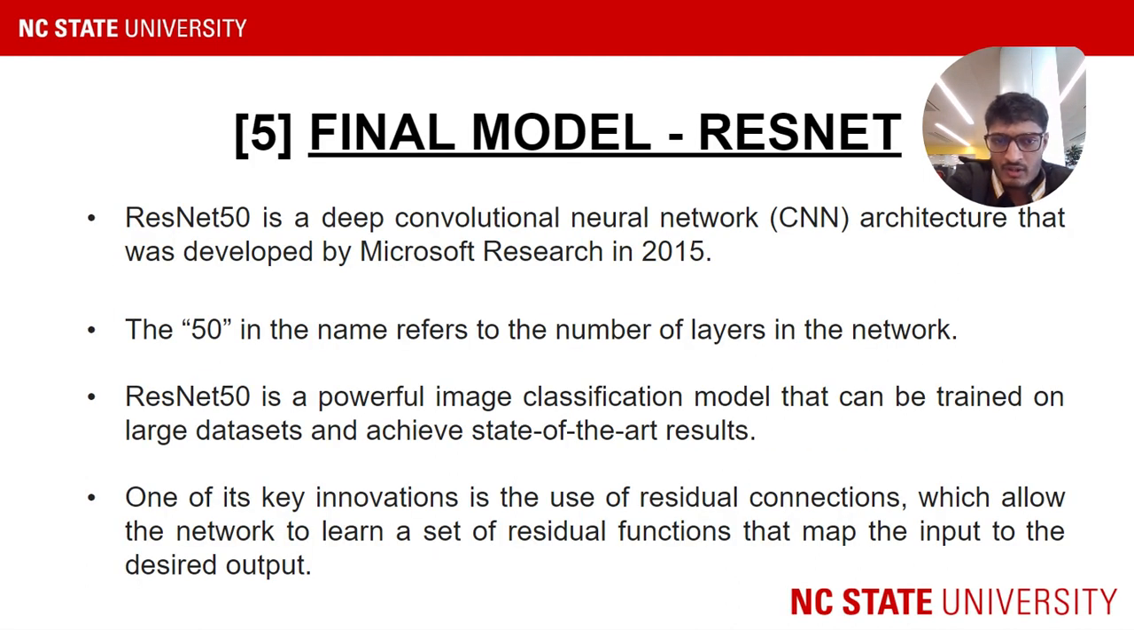Coming to the final model, we have chosen ResNet because it's a very well pre-trained model. It's called ResNet 50 because it has 50 layers in its neural network. It's a powerful image classification model that can be trained on large datasets and achieve state-of-the-art results.